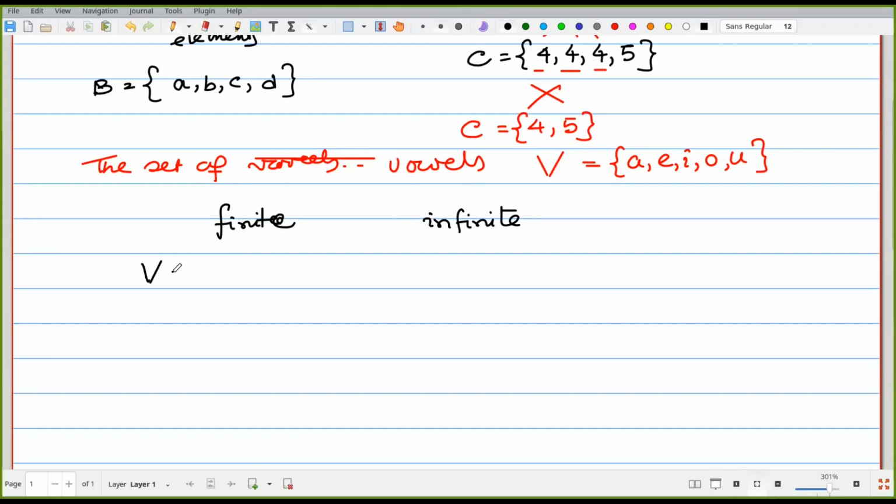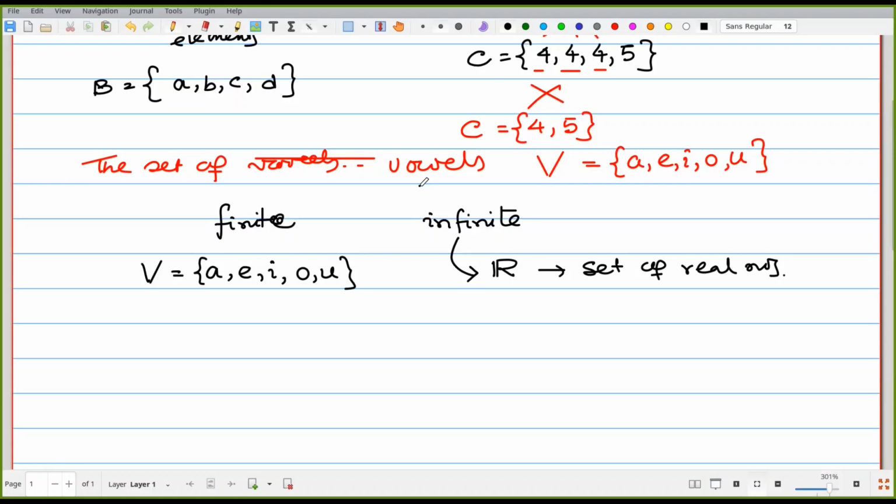Suppose the set of vowels: A, E, I, O, U. Only 5 elements are there in the set. Suppose capital R, that is called the set of real numbers. Now, the set of real numbers is itself an infinite type of set: 1, 2, 3, 4, 5, 6, 7, 8, 9, 10, proceeding up to infinity. So that type of set, the set of real numbers, is an infinite set.